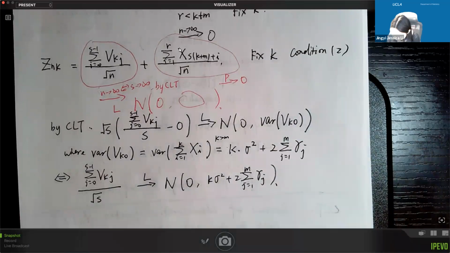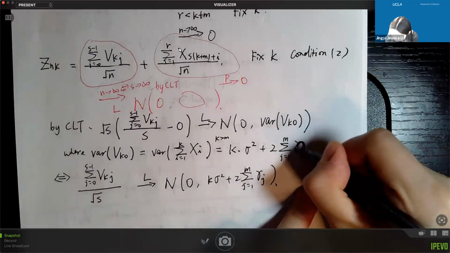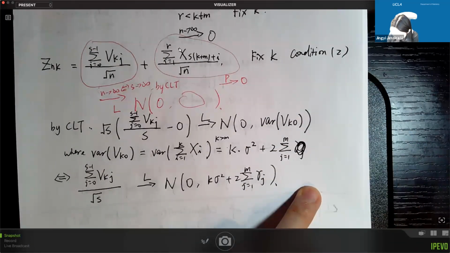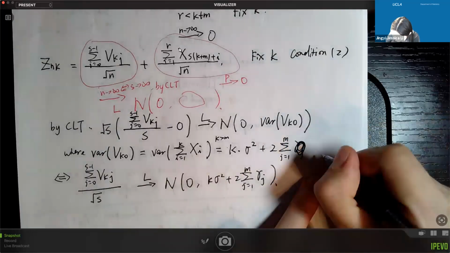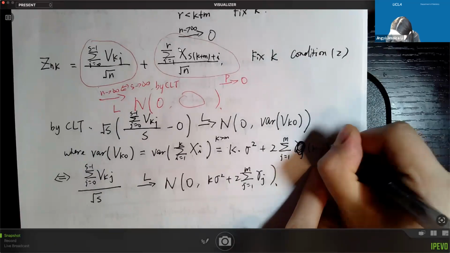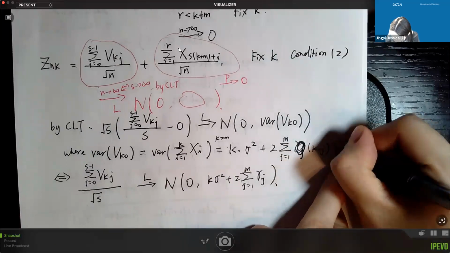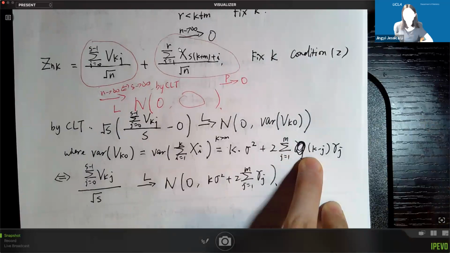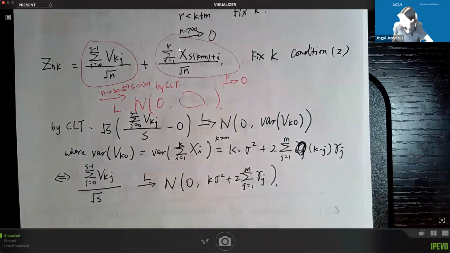So essentially, when we have the covariance part, we have the summation, j going from 1 to m. Here, I think I missed this. This should be k minus j and gamma j. Yeah, I missed this term here. Okay, that's the thing I need.